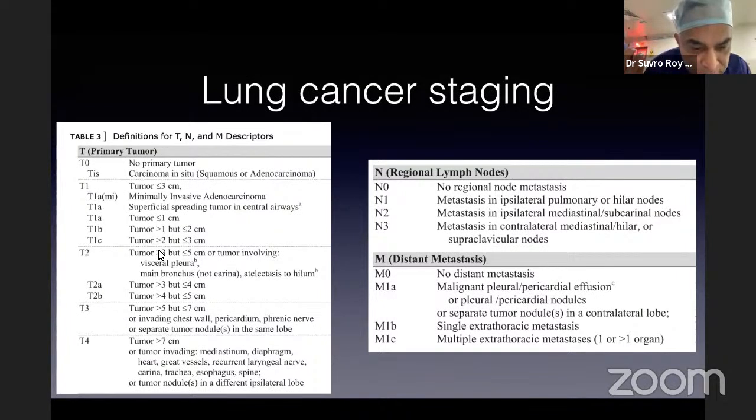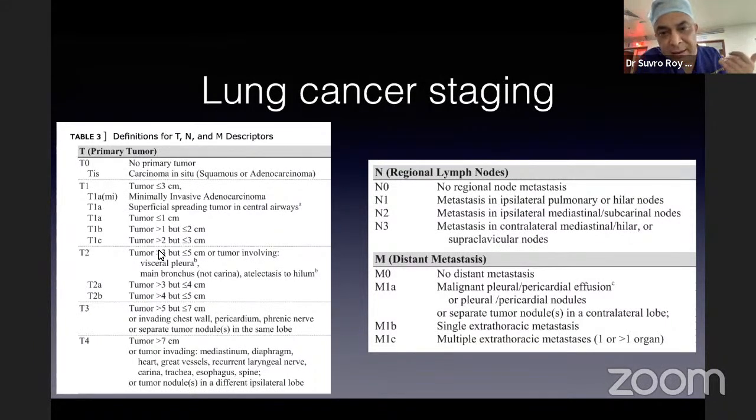There is the question about a satellite nodule. If it is in the same lobe, it is T3. If it is in the same lung, then it is T4. If it is on the contralateral lung, then it is M1 disease. In other words, anything that can be dealt with by a pneumonectomy can be considered to be T4.